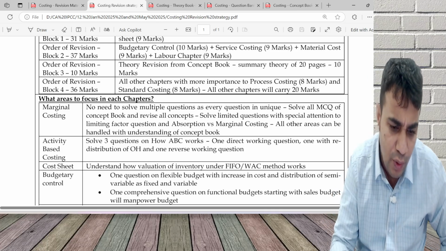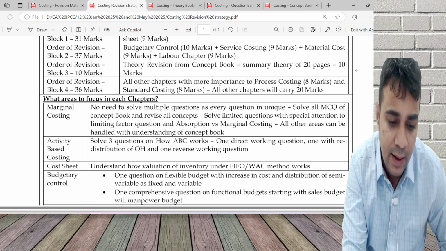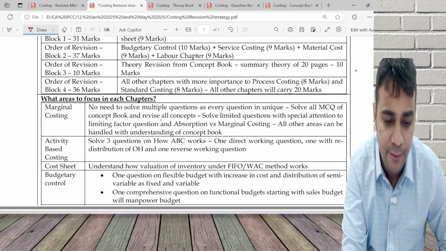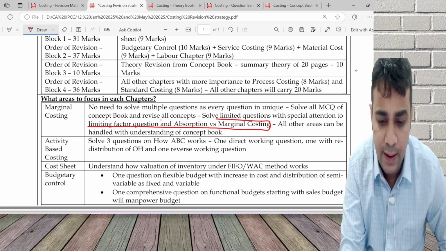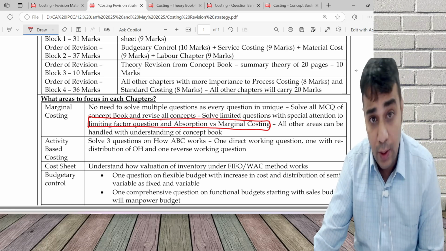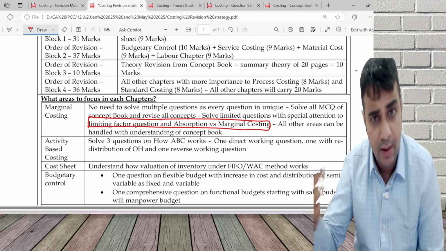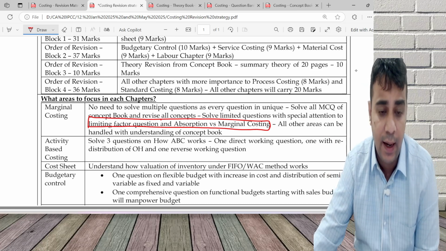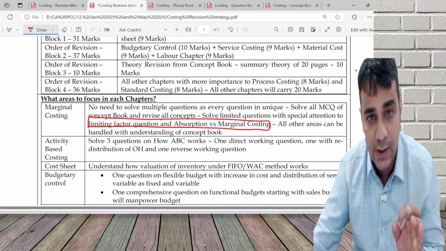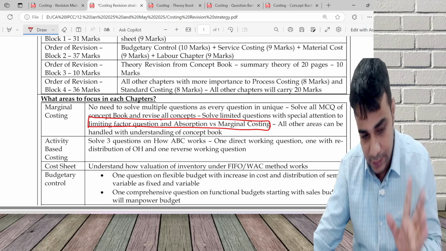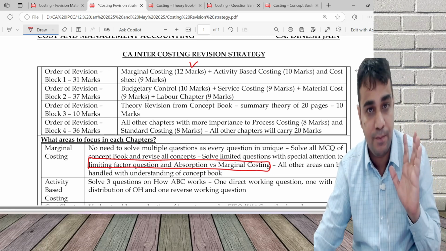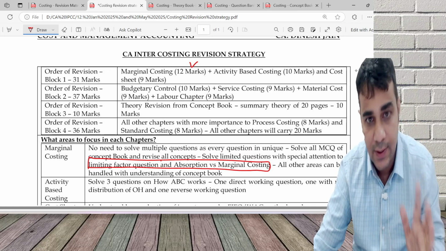Especially, I would want you to pay attention to two areas: the limiting factor question and absorption versus marginal costing, because I feel questions may come from these two areas. All other areas, if a question comes, you will be able to handle with the concept book MCQs and examples themselves. So special attention to limiting factor and absorption versus marginal, and for all other areas, just the concept book. This will take care of my 12 marks of preparation. So first, let's close 12 marks of the paper.